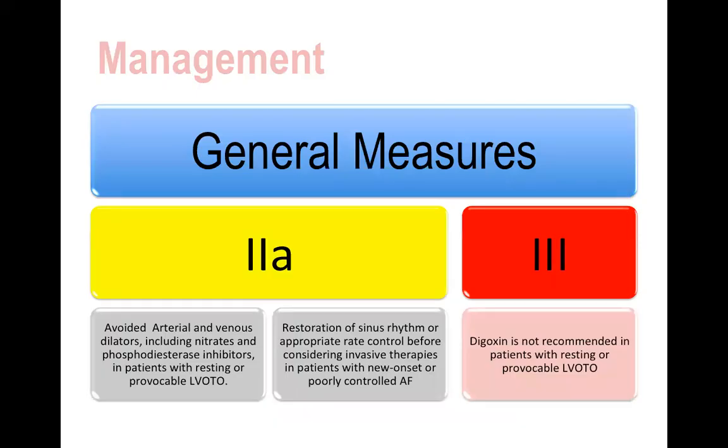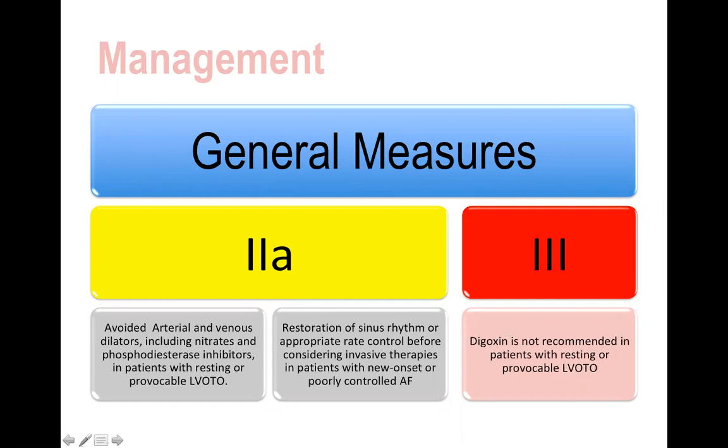And management, according again to the guidelines, the general measures, class 2A: avoid arterial or venous dilators, including nitrates and phosphodiesterase inhibitors, in patients with resting or provocable LVOT obstruction. Class 2A, again: restoration of sinus rhythm or appropriate rate control before considering invasive therapy in patients with new or poorly controlled AFib. Digoxin is contraindicated in patients with obstructive HOCM.